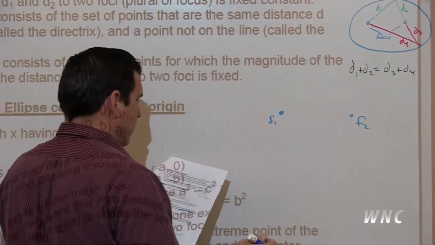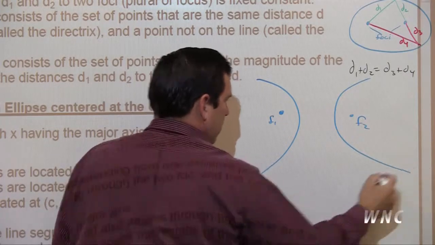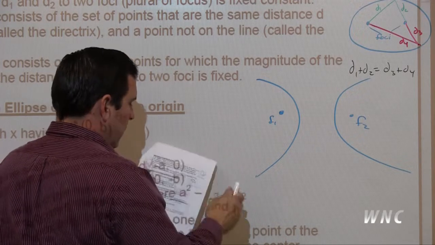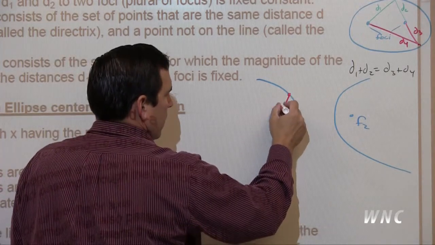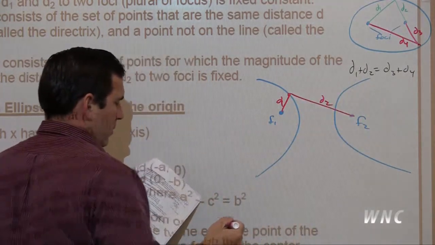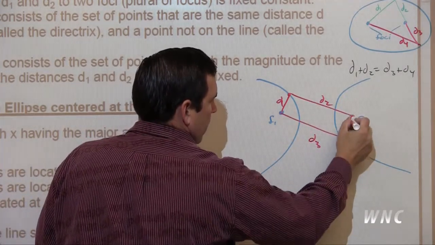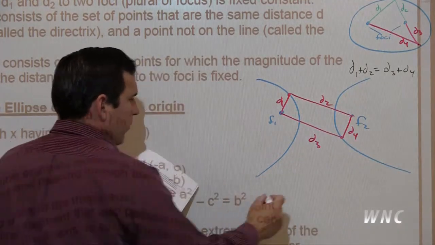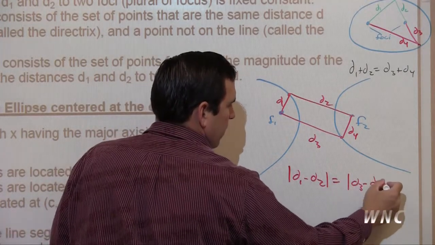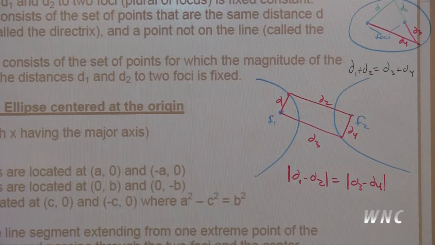Foci 1, foci 2. So pick a point, like here's a point. Call this D1, call that D2, and pick another point. Call that D3, call this D4. Now, the absolute value of D1 minus D2 is equal to the absolute value of D3 minus D4. That's the relationship, or that's what defines a hyperbola.